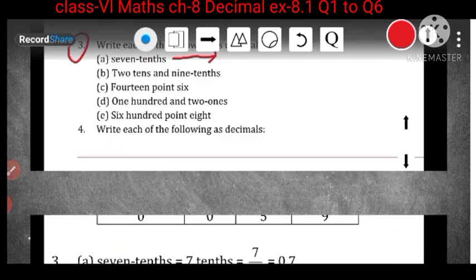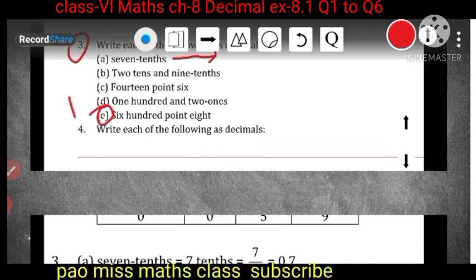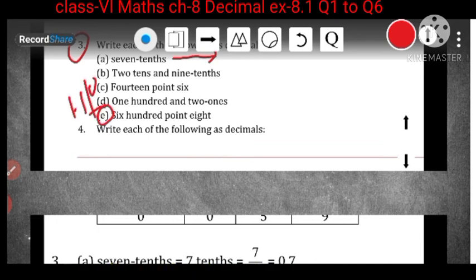So come back to the remaining question. Now E I will give as a homework. This is very simple. It is already said 600.8. Okay, this is very simple. So this is homework.